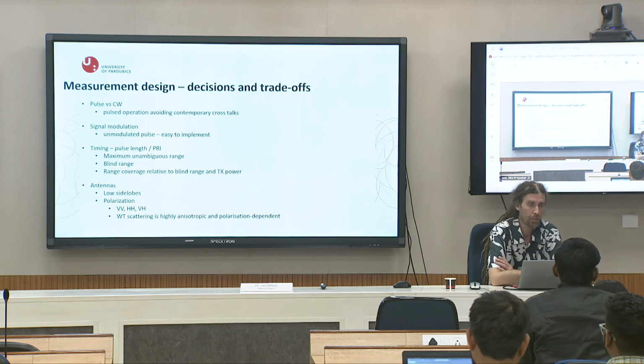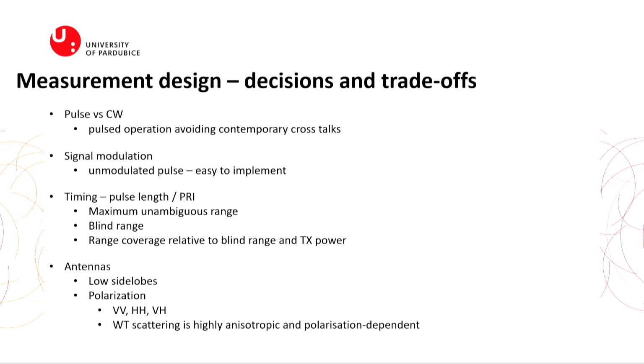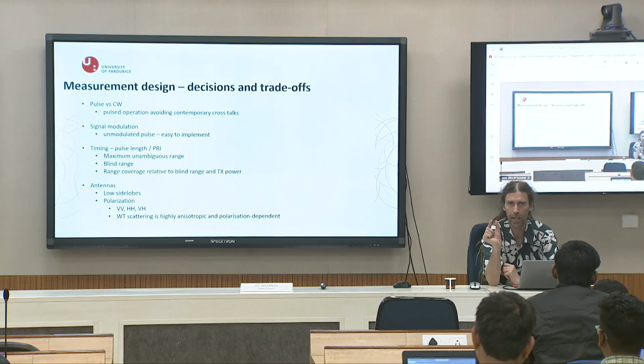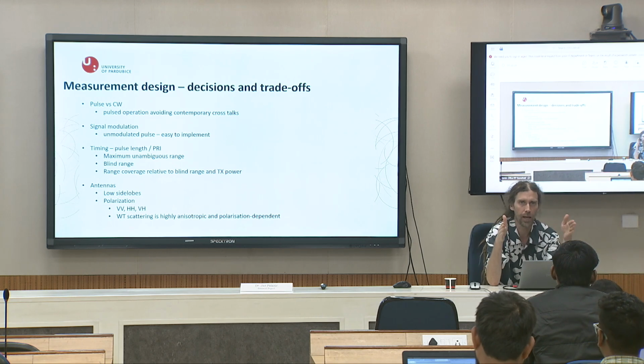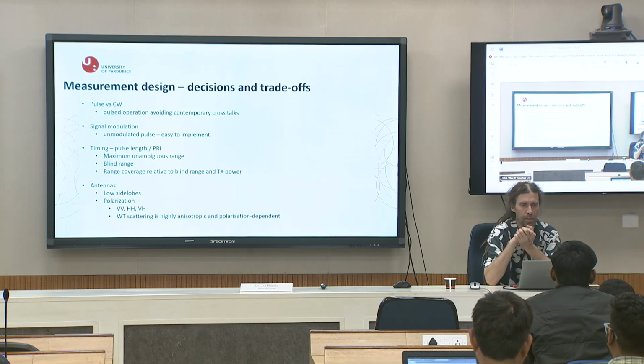Timing, pulse length or PRI, was selected based on the maximum unambiguous range, you already know it. Blind range, you also already know it. And range coverage relative to blind range and power, transmission power, of course. So based on all these parameters, we made the selection of pulse length, this tau, and PRI, the pulse repetition interval, or inverse PRF, it is the same.